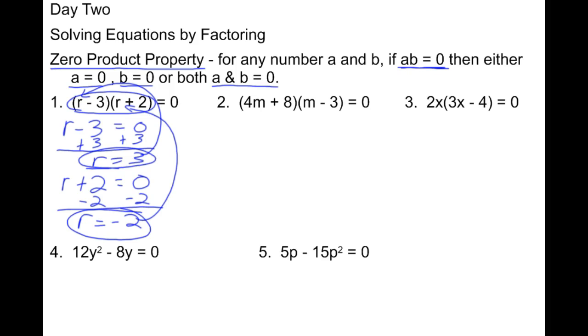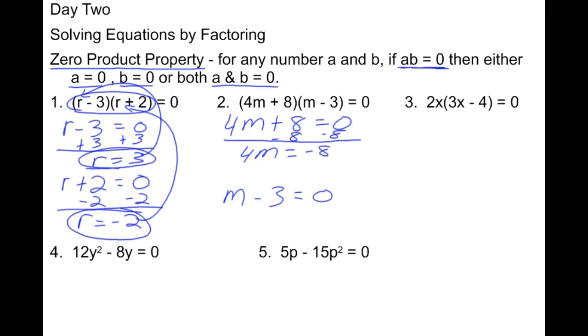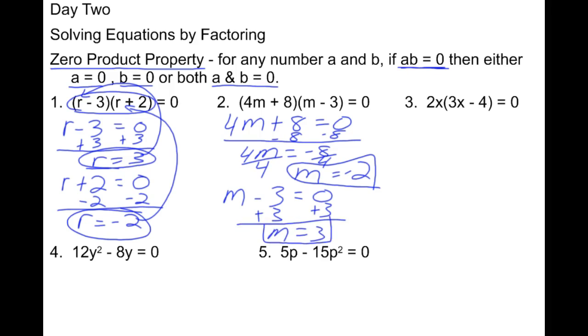Number 2, same thing. We're going to go 4m plus 8 equals 0 or m minus 3 equals 0. Subtract 8, 4m equals negative 8. Divide by 4, m equals a negative 2. So if m was a negative 2, we get 0, or if m equals 3, we get 0. So negative 2 or 3.